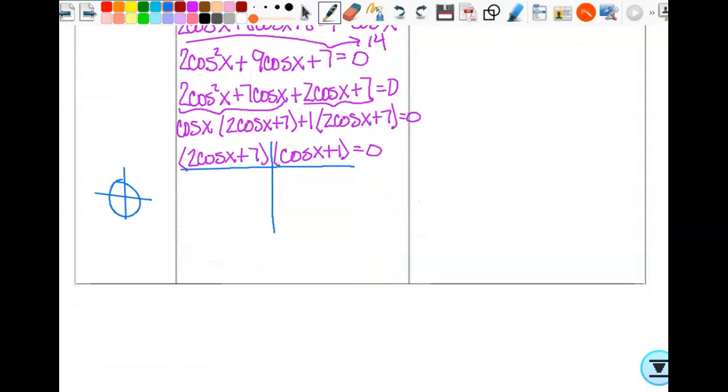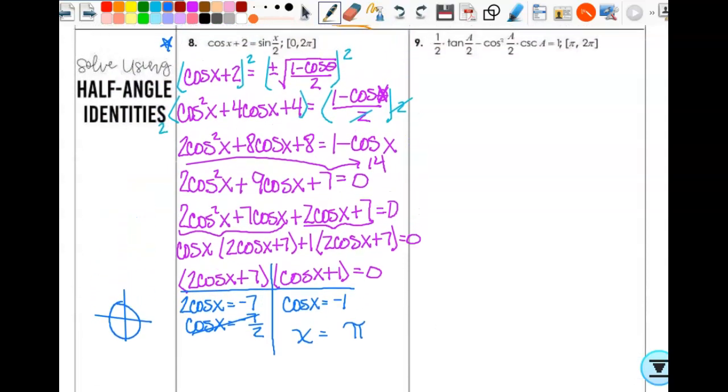All right. So this gives me 2 cosine x equals negative 7. So cosine x equals negative 7 halves. When does cosine give me negative 7 halves? Never. That's right, never. So that one doesn't work. Then I get cosine x equals negative 1. When is cosine negative 1? Pi. Okay. So I only have one answer, but it still could be an extraneous solution, so I have to check it.